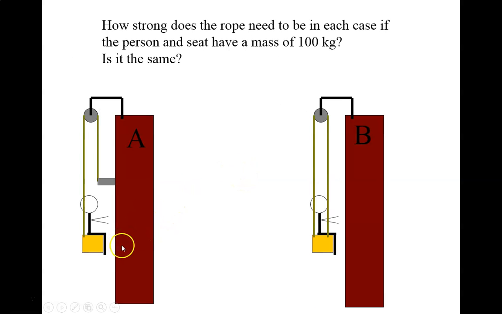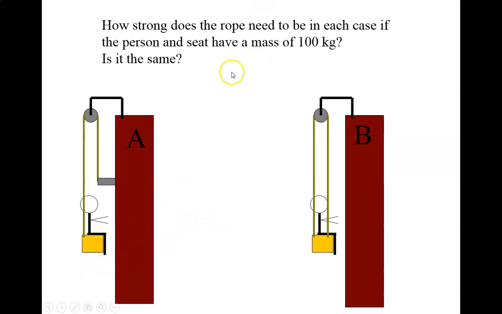So let's say we've got a window washer here, and the window washer can rig up their stand, what they're standing or sitting on, to a rope and attach it to the building one of two different ways. They can just run the rope over the pulley and attach it to the building itself, or they could run the rope over the pulley and then back to the window washing cart. And the question is, does the rope have to be the same strength in both of these scenarios?